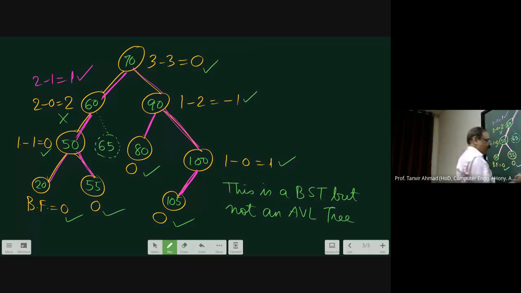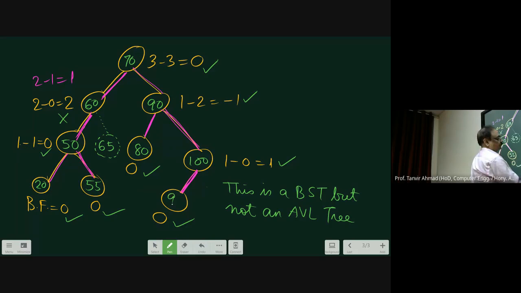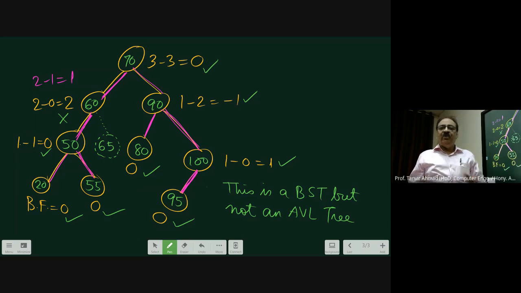Okay, sorry. Correct, you are correct. Let's take it like this. Fine. Thank you. Otherwise, anything that happens on the right hand side also makes no difference actually. But of course, it was not a binary search tree because 105 would have come on the right hand side. By that also, the concept will be the same.